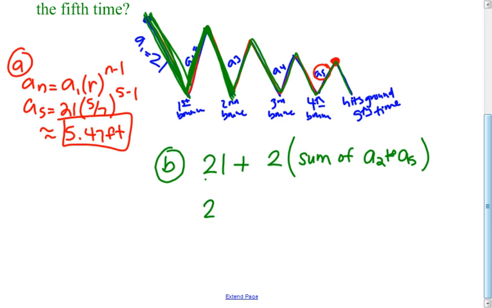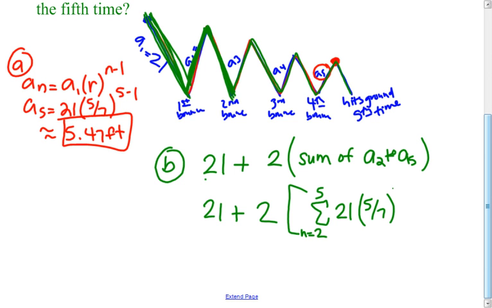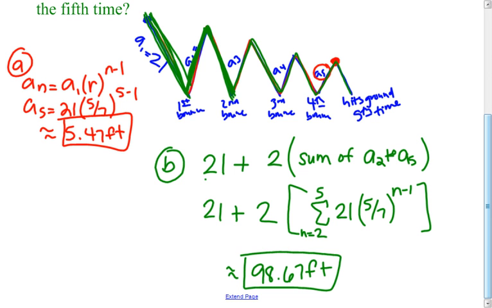Okay, so I'm going to take 21 plus 2 times the sum of the second term to the fifth term of the geometric sequence where the first term is 1, my common ratio is 5/7 to the n minus 1, like that. Okay, and you can plug all that into your calculator. Plug the sigma part in, multiply your answer by 2, add 21 to it, and you should get about 98.67 feet when you plug that all in. Okay? Tricky.